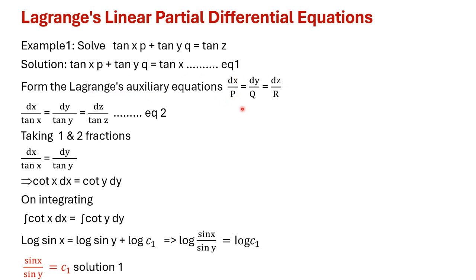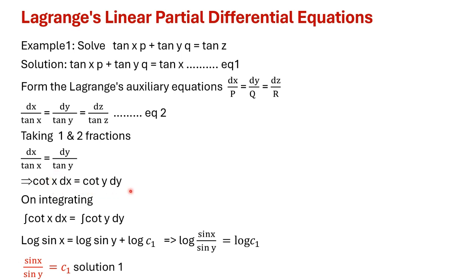Then we have to put it in this auxiliary equation format. So here dx as such, and capital P is the coefficient of this p, that is tan x. Similarly, dy by the coefficient of this q, tan y, and dz equal to this value. Now we'll call this equation 2. Now here we'll take first and second fraction, these two. 1 by tan x can be written as cot x, 1 by tan y can be written as cot y. So we'll write cot x dx is equal to cot y dy.